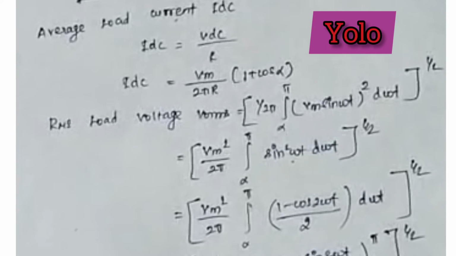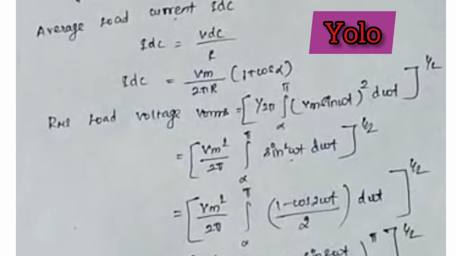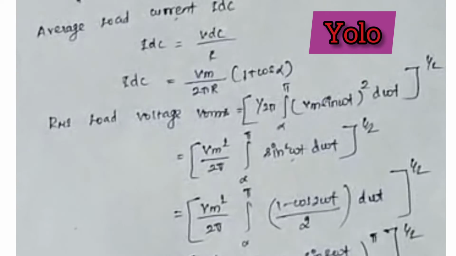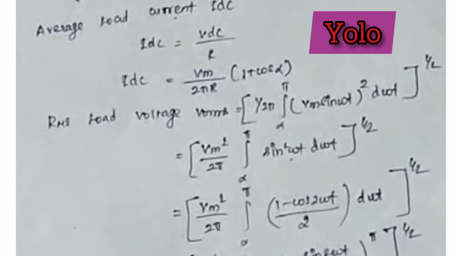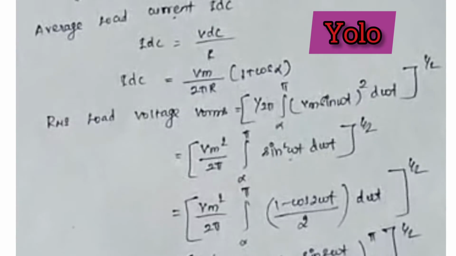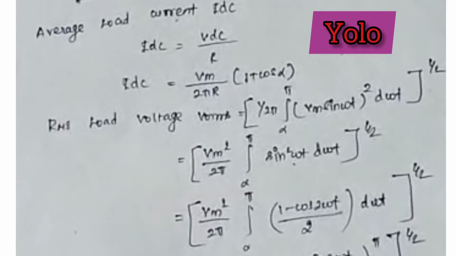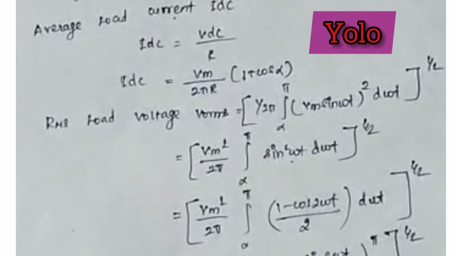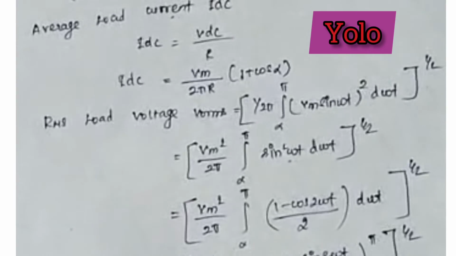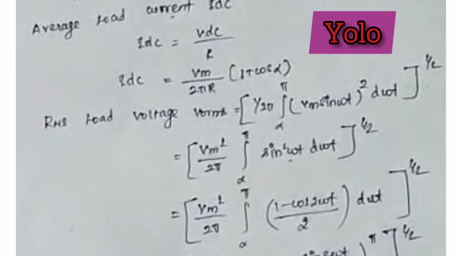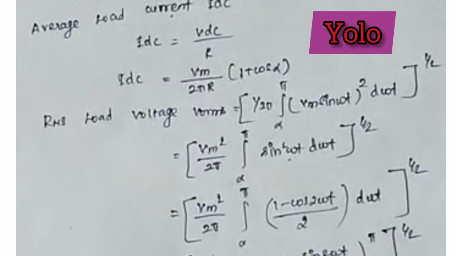Now the RMS load voltage, that is VRMS. VRMS is nothing but the root mean square value of the output voltage. So it will be 1 by 2 pi, alpha to pi, Vm sin omega t whole square into d omega t, to the power 1 by 2. We can take the term Vm squared divided by 2 pi outside, the limit alpha to pi sin squared omega t d omega t, to the power 1 by 2.